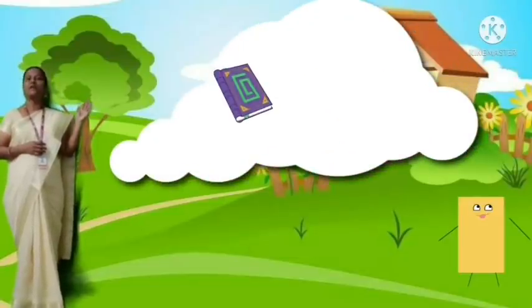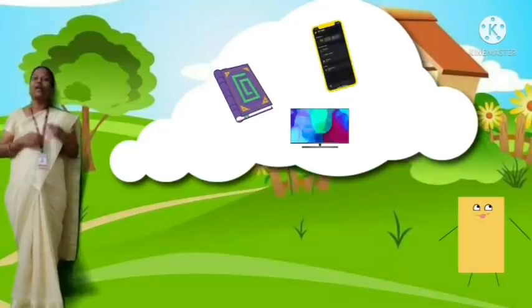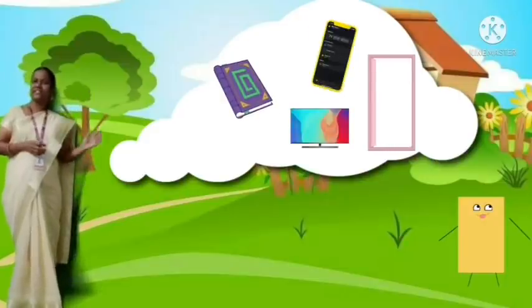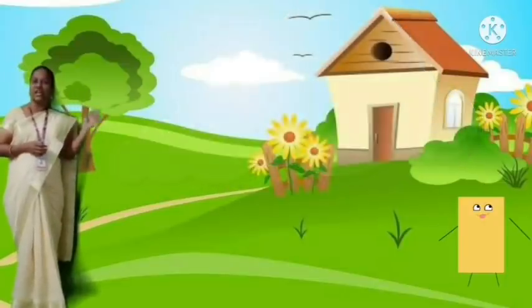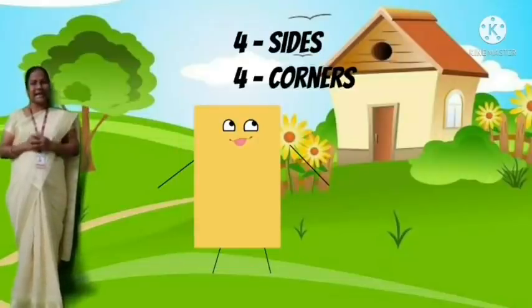Book, smartphone, TV, door, etc. These things resemble the shape rectangle. A rectangle has 4 sides and 4 corners.